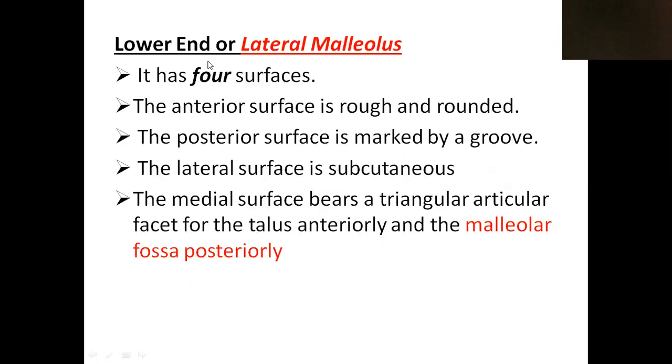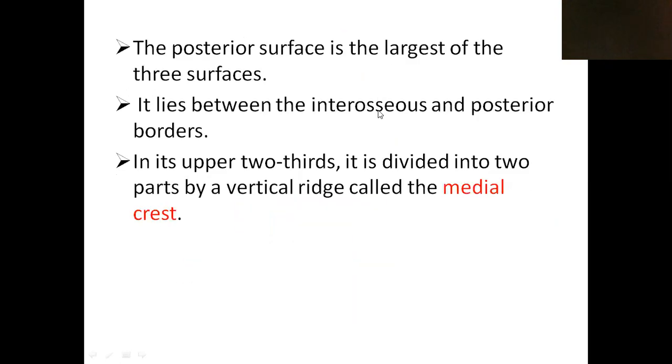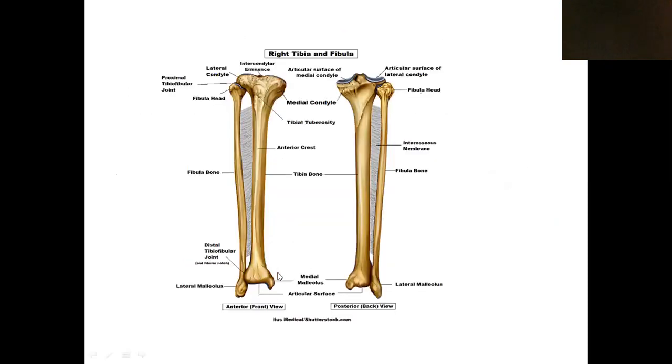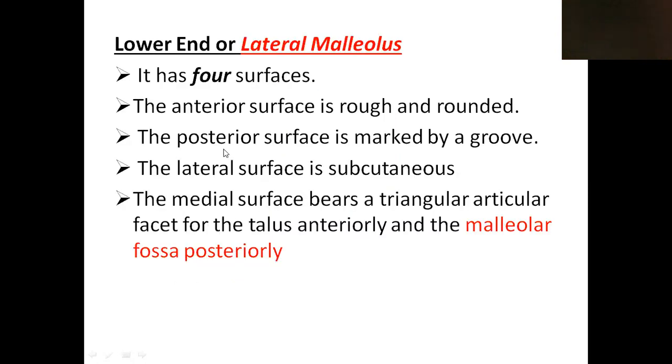The lower end is otherwise known as the lateral malleolus. See the image. This was our medial malleolus, which is a part of the tibia. Now the fibula. This lower end of the fibula is otherwise known as the lateral malleolus. The lateral malleolus, or the lower end, has four surfaces: anterior, posterior, lateral and medial surface. See this lateral surface, which is subcutaneous.